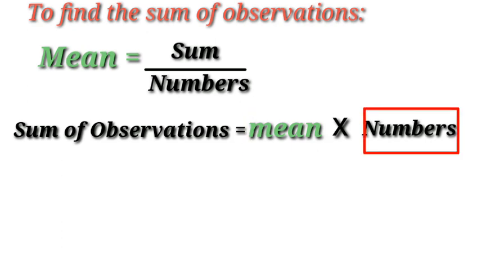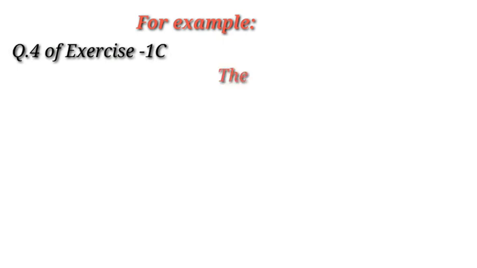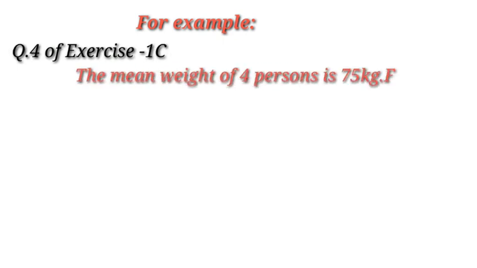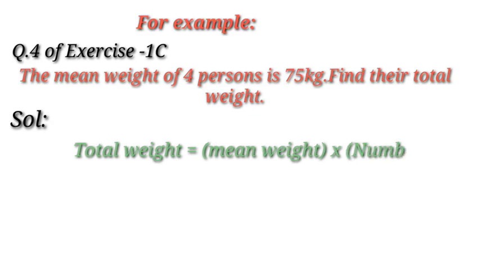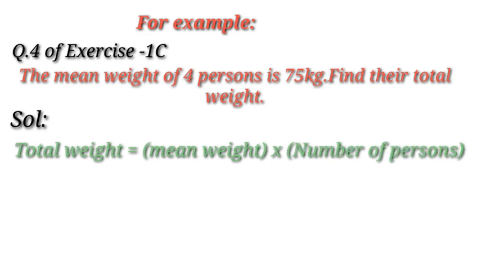To understand this, let's see an example of exercise 1C. Question number 4 of exercise 1C: the mean weight of 4 persons is equal to 75 kg. Find their total weight. So here you are given the mean weight and the number of persons, and the question is to find the sum of observations. Sum of observations means total weight, which equals mean weight into number of persons, that is 75 into 4 equals 300 kg. Clear?